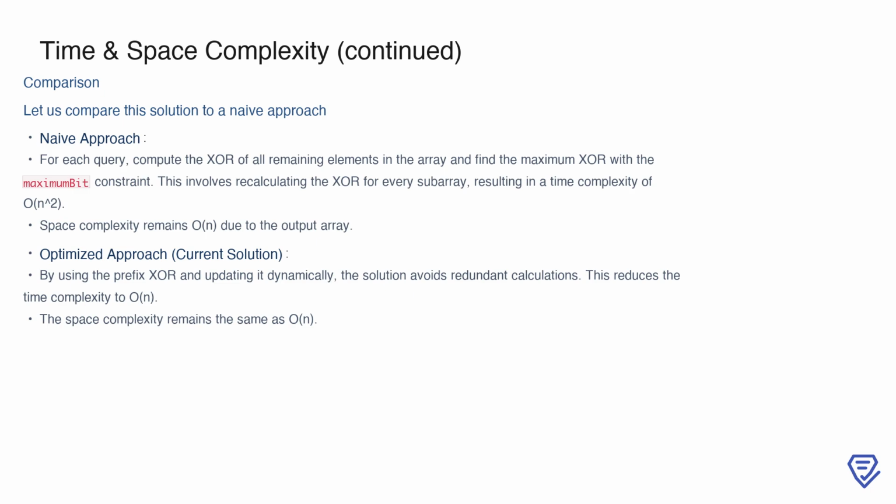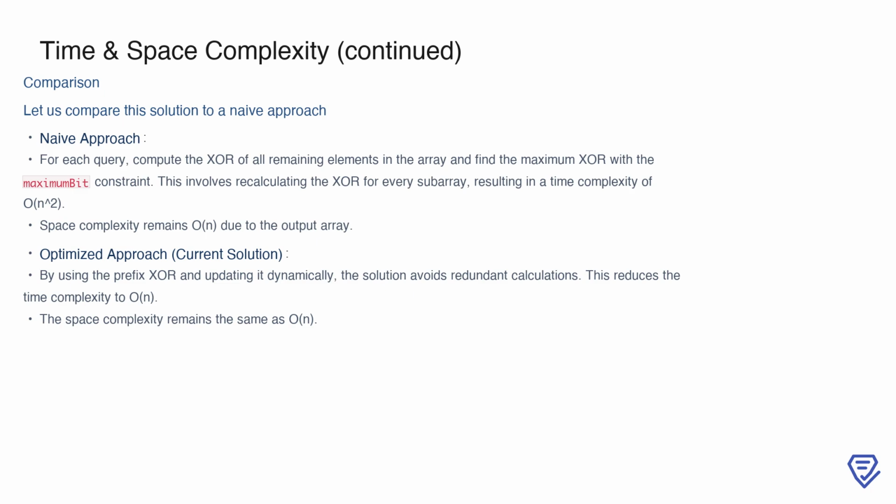When comparing this approach to the naive method, the benefits of the optimized solution become clear. In the naive approach, for each query, we compute the XOR of all remaining elements in the array and then determine the maximum XOR under the maximum bit constraint. This requires recalculating the XOR for potentially large subarrays on every query, leading to a time complexity of O(n squared). The space complexity of the naive approach remains O(n) due to the output array. On the other hand, the optimized solution avoids redundant calculations by using the prefix XOR, dynamically updating it as we process queries.